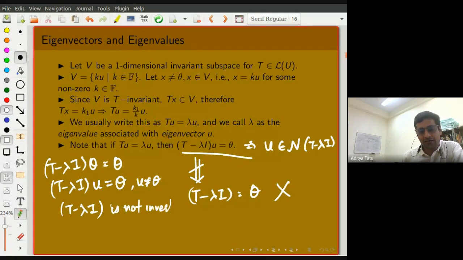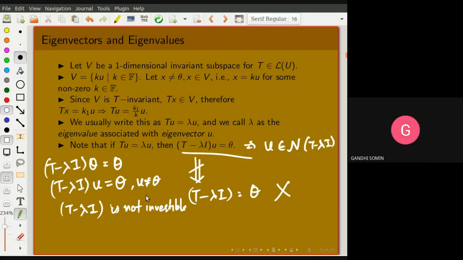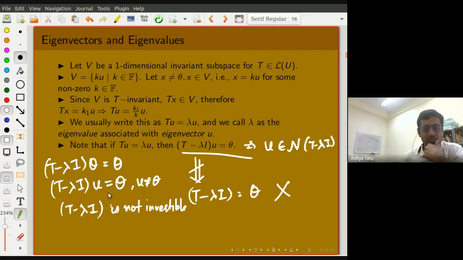Why? If something is not invertible, that means it cannot be bijective. So why is this not bijective? It is not 1-1. Yes, right? It's not 1-1, so it's not invertible. Then this is not invertible, then what can we do?